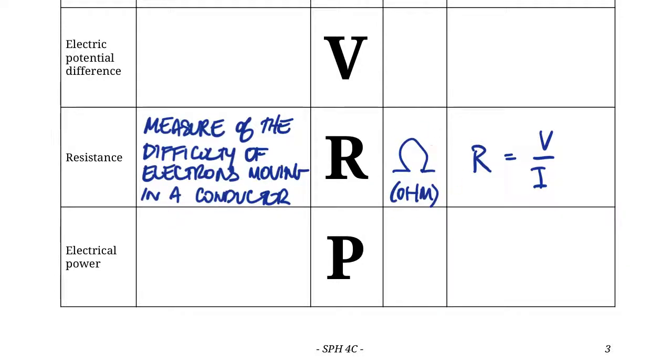It's measured in the unit of ohms, and it's this Greek letter omega that represents ohms. And the equation that we use is Ohm's law, and that states that resistance is equal to the voltage divided by the current in a circuit. Let's go to some questions now.